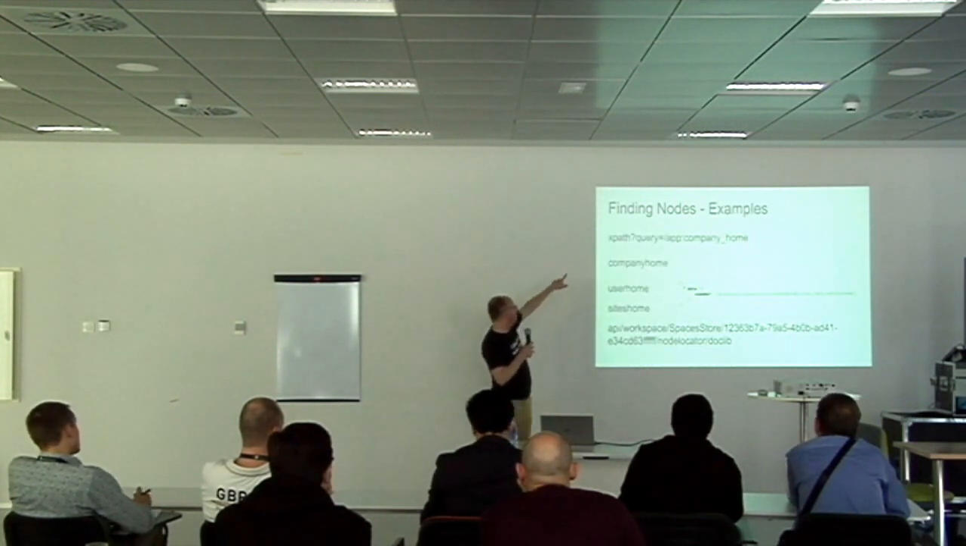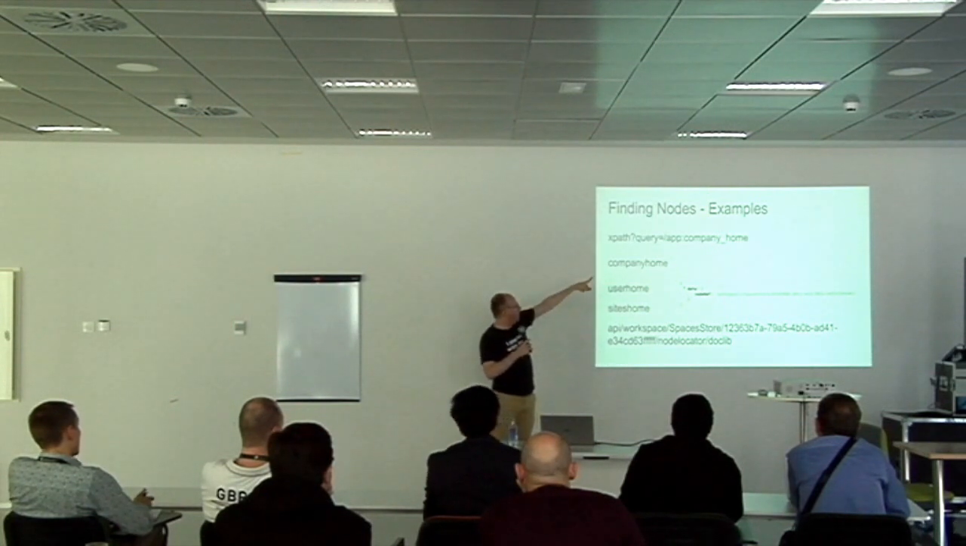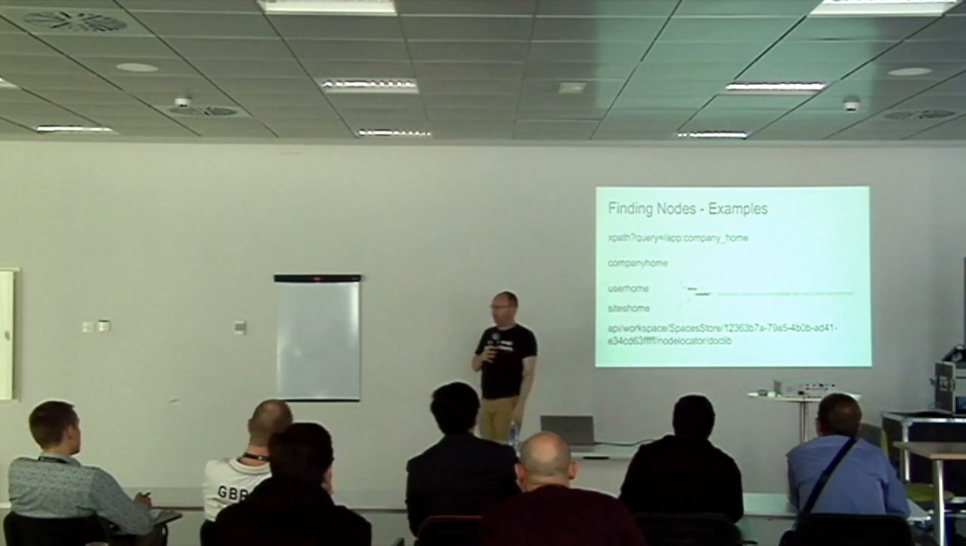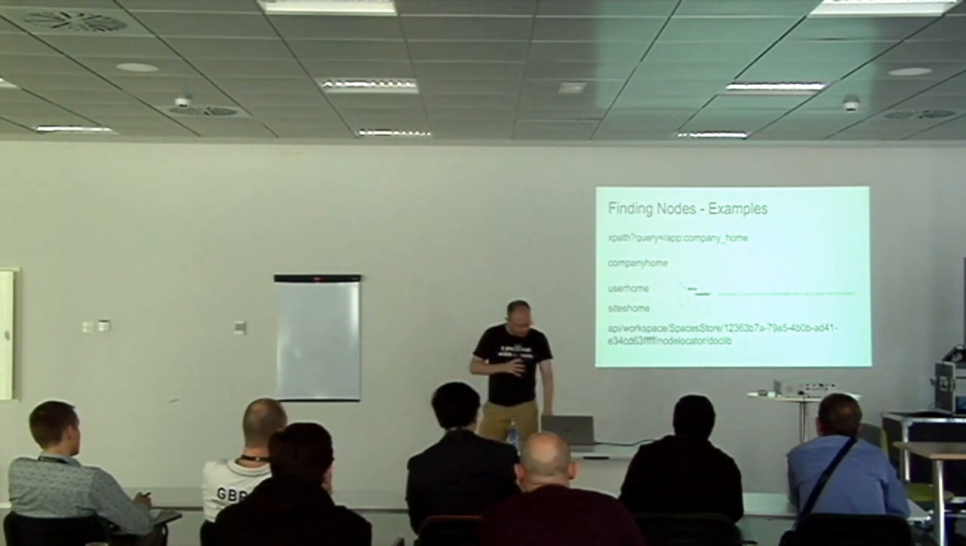So here's one example. We do an XPath query for app company home. We get back a nice little bit of JSON here with the node ref in, and then we can work onwards from that.